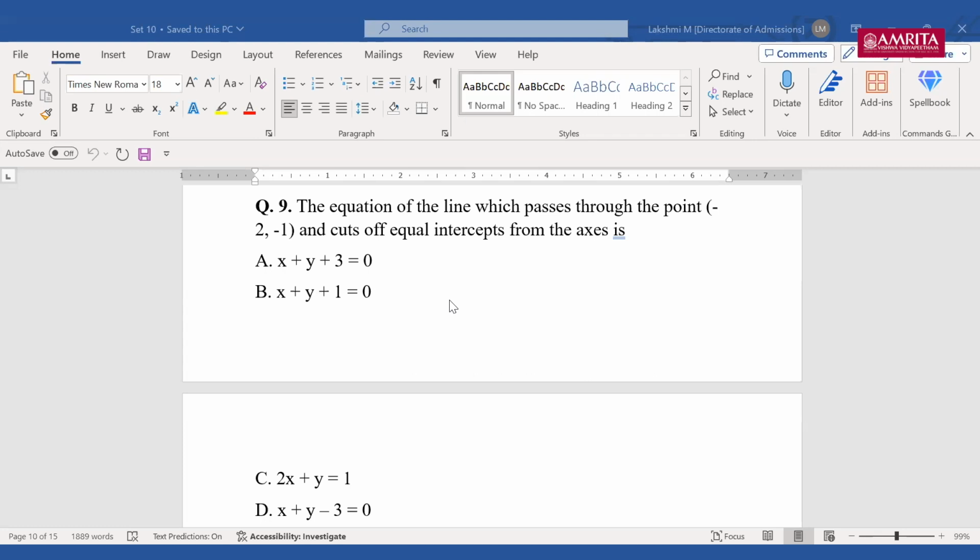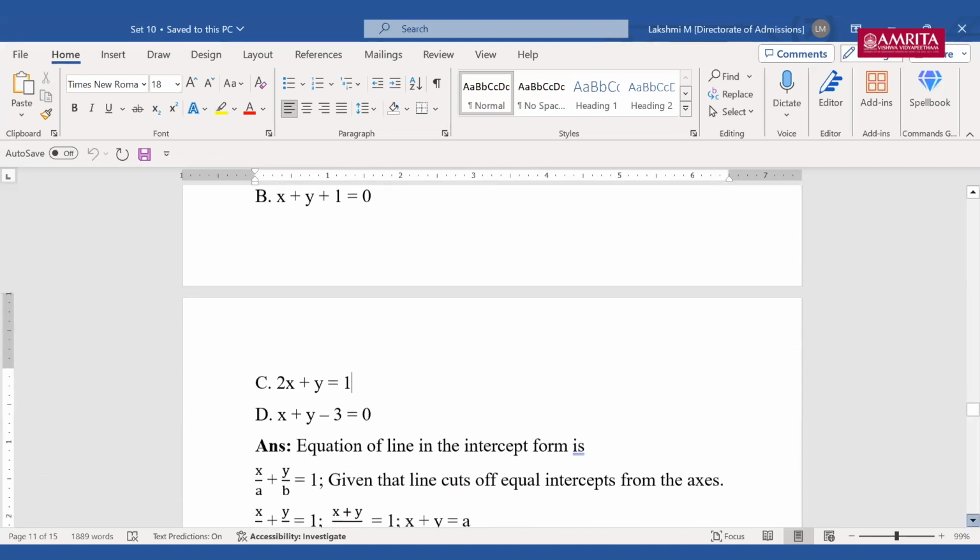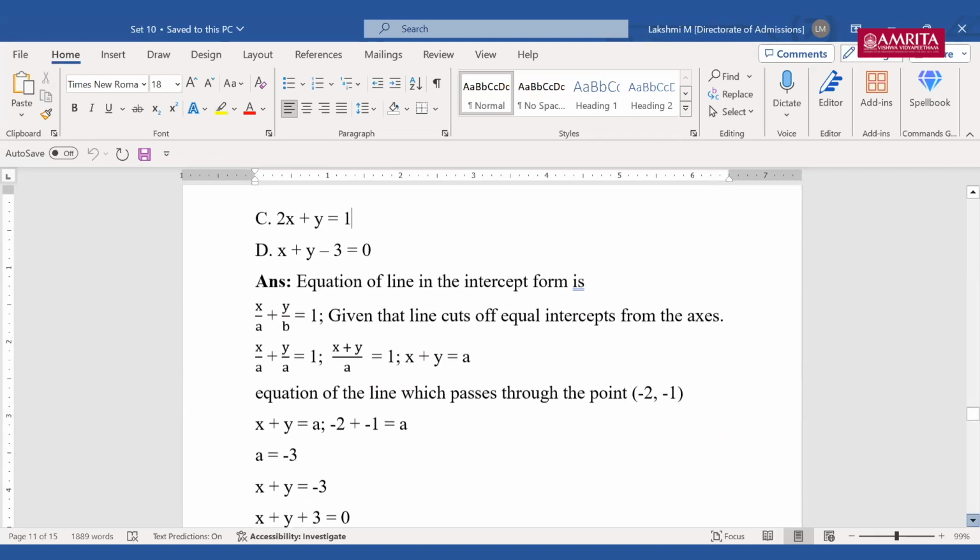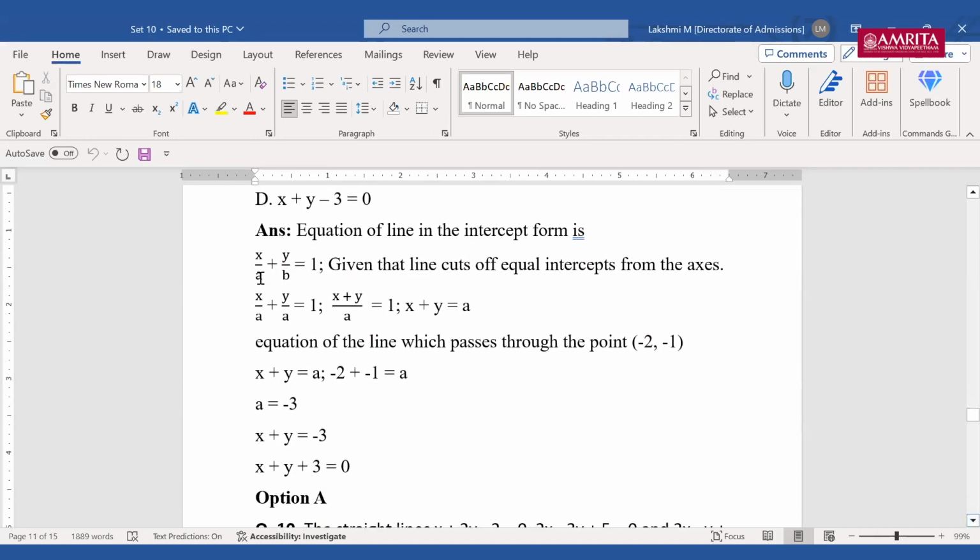Let's see. The line passes through the point -2, -1, and cuts off equal intercepts from the axes. A very simple question which can give you +3 marks in the exam. It's a very basic idea. I'll be able to write this as x plus y equal to a, because it cuts off equally. So x plus y equals a, with -2, -1 given, which is equal to -3. So x plus y plus 3 equal to 0, that's option A.